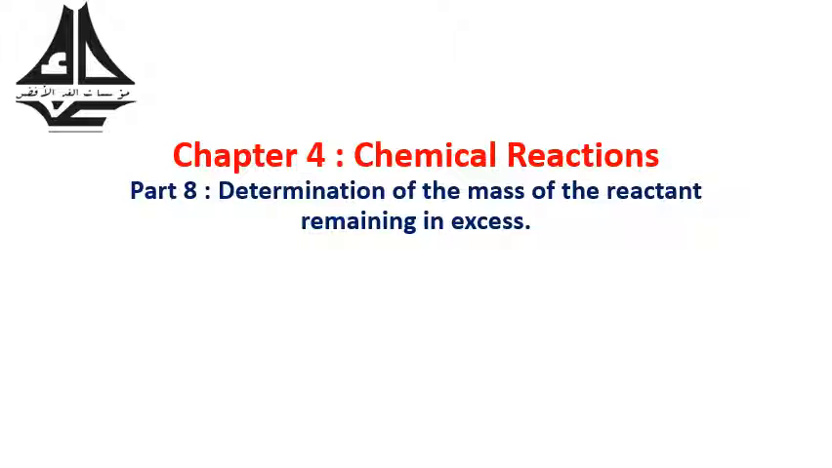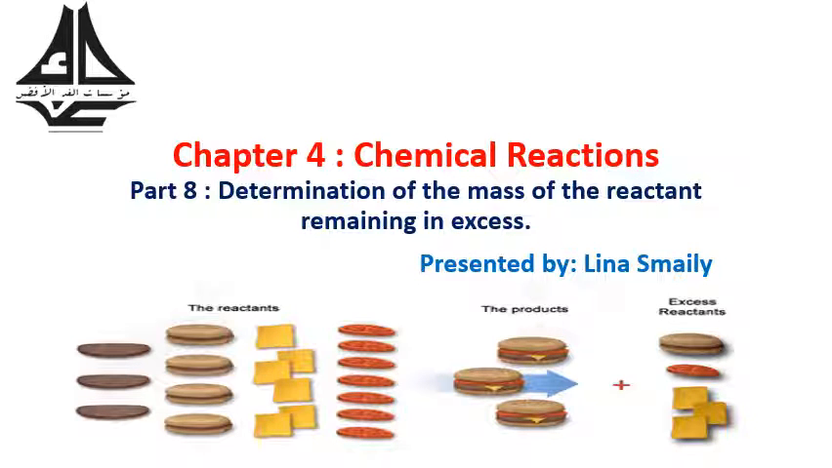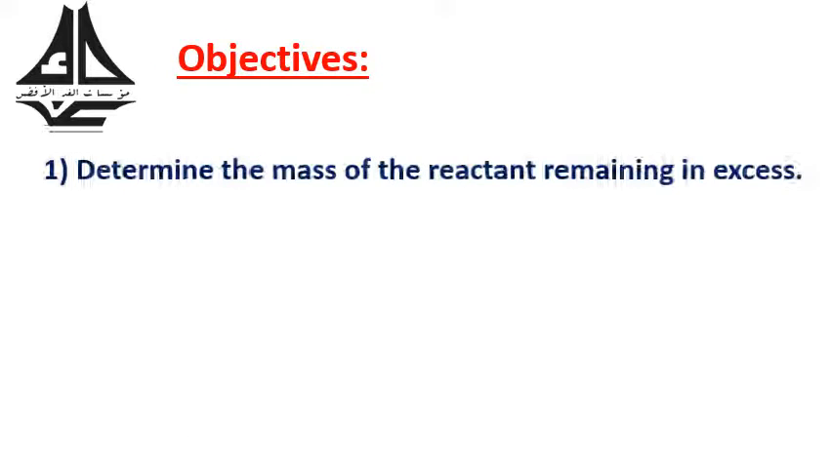Okay, so today we're gonna continue chapter 4, chemical reactions, and we're gonna deal with part 8, determination of the mass of the reactant remaining in excess. The objectives are 1. Determine the mass of the reactant remaining in excess.